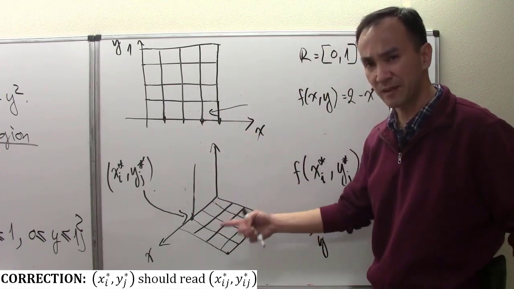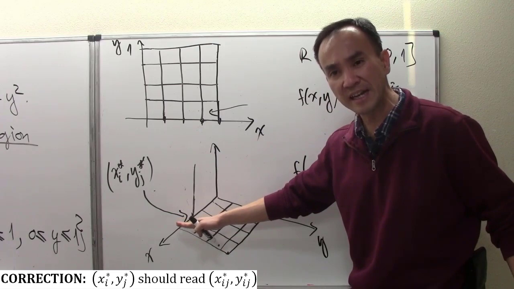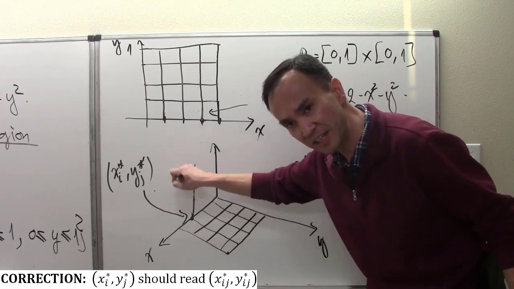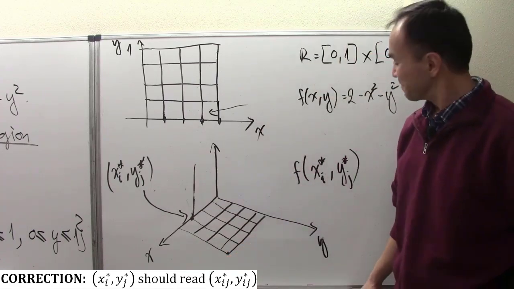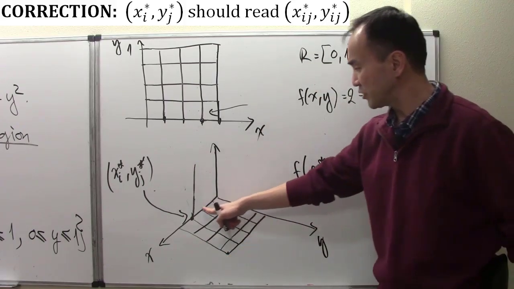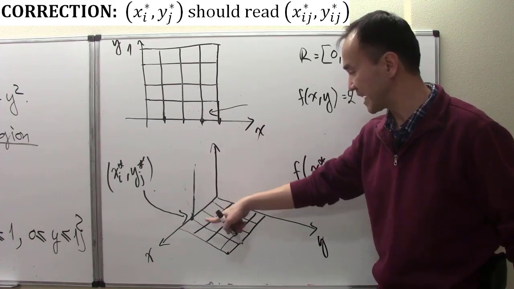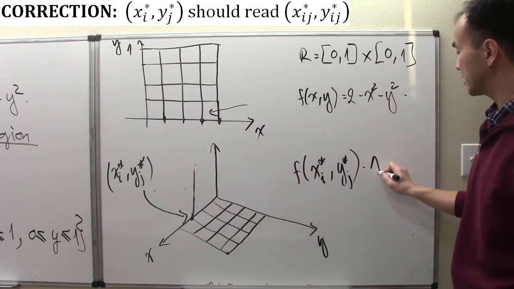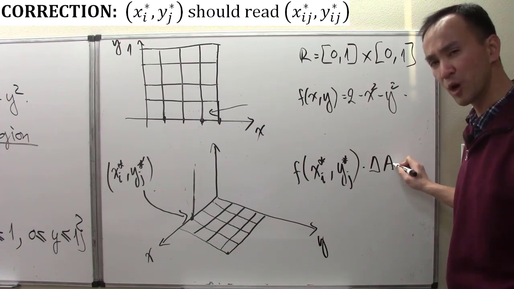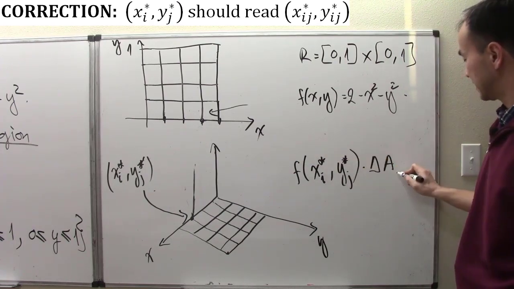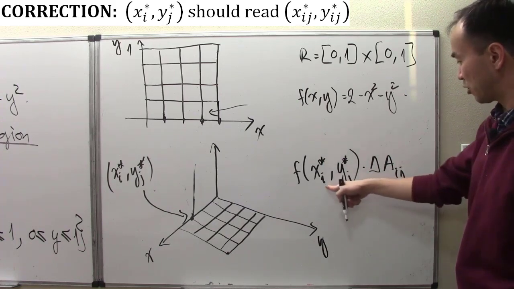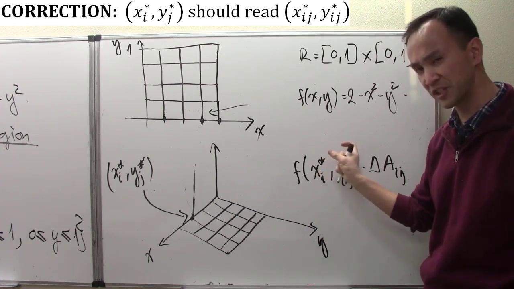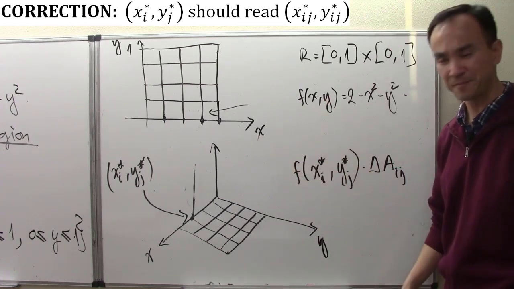In other cases, if the function happens to fall negative in this region, then the height is going to be the negative height, sinking below the x and y floor. But the point now is that once we have a height, that's how we picture it, then we're going to multiply that with the delta A that I explained earlier, and I had to erase that. It's at the same location, ij. So everything we're doing is on one specific subpartition.